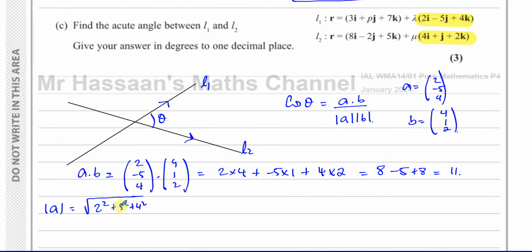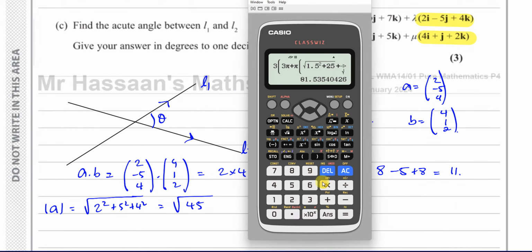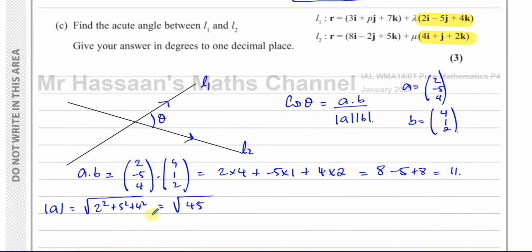We don't have to worry about the sign because it's going to get squared anyway. That's going to be the square root of 25 plus 4, 29, plus 16, that's 45. Let me just confirm that. We're going to have here 2 squared plus 5 squared plus 4 squared. That gives us 45. So the square root of 45, which we don't have to worry about simplifying to surd form.